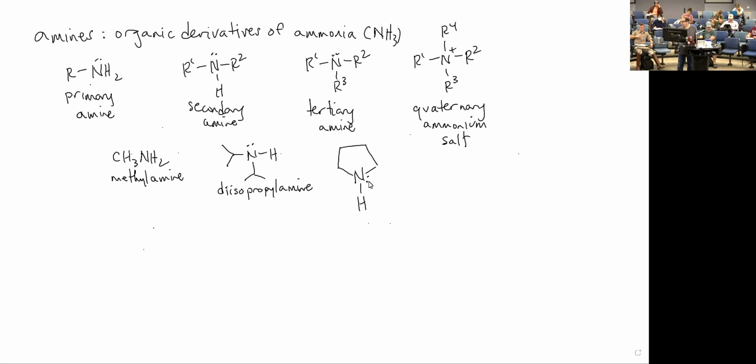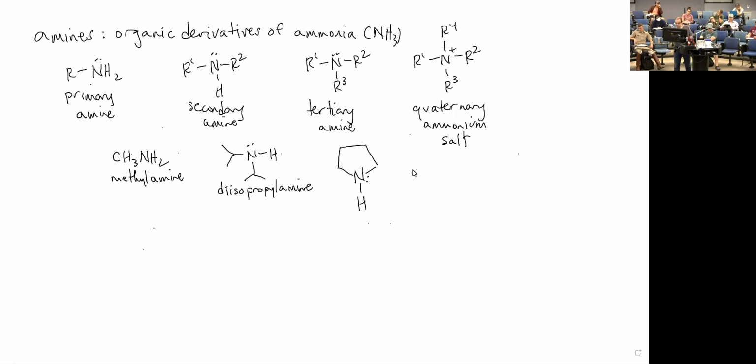Now, would that be primary, secondary, or tertiary? Secondary, that's right. The 2 alkyl groups happen to be connected into a ring, but it's still a secondary amine because there's the equivalent of 2 alkyl groups plus 1 hydrogen. So absolutely, pyrrolidine would be a secondary amine.